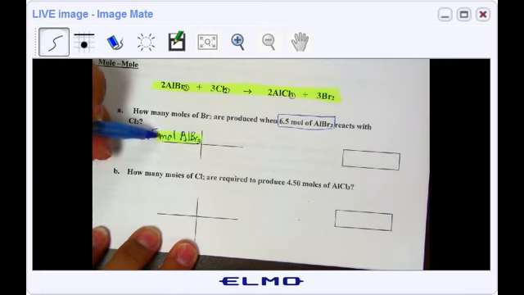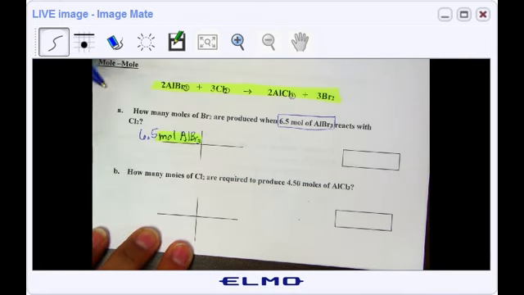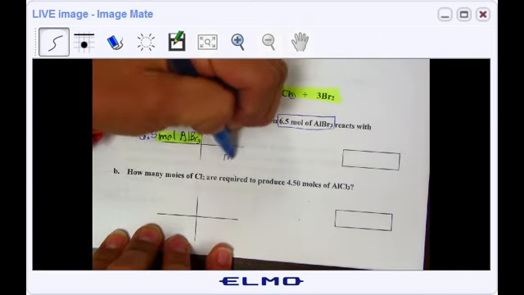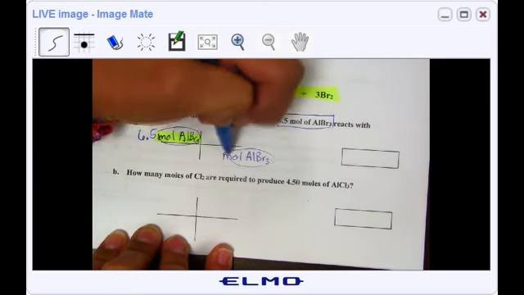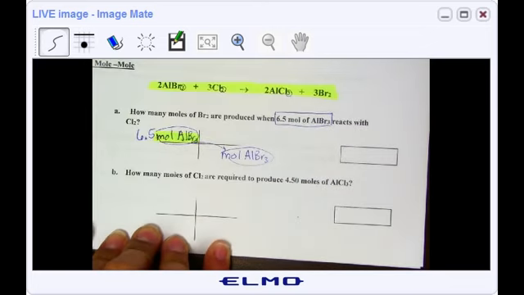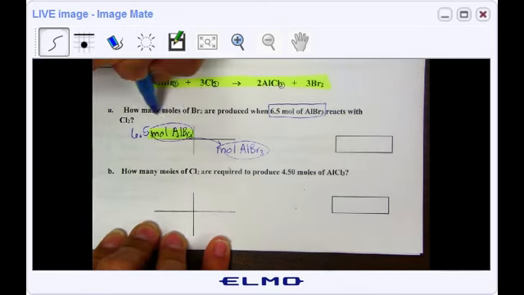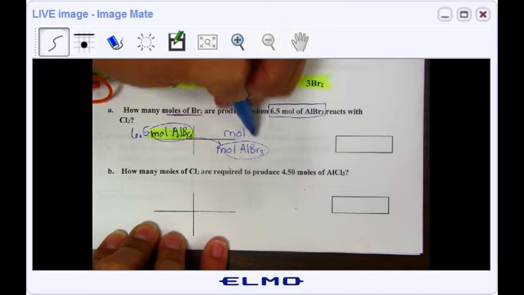If you do not start doing this on your worksheets, I will start taking off points. Not just mole, but whatever element is connected to it. You need that as well. Because if you know this is mole of AlBr3, then this has to be mole of AlBr3. These units must be the same. Whatever you're looking for will be in your top right-hand box. How many moles of Br2? That's what we're looking for. It's asking us how many moles of Br2.